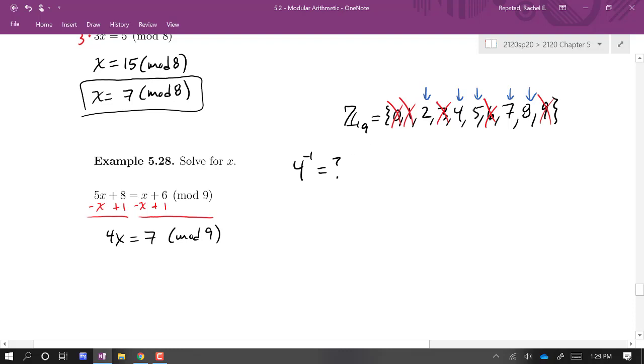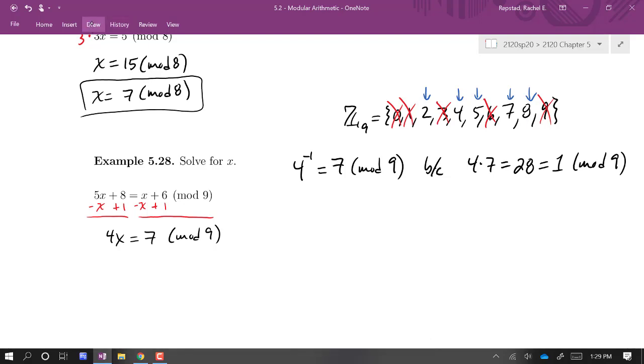4 times 5 is 20. That's 2 more than 18. So that's 2 mod 9. 4 times 7 is 28. That's 1 more than 27. 27 is a multiple of 9. So the inverse of 4 is 7, because 4 times 7 is 28, which is 1 mod 9.